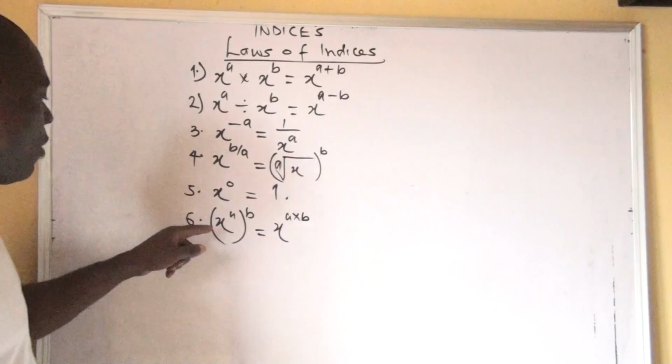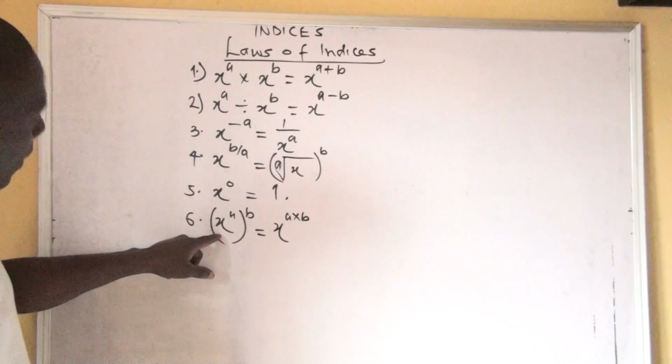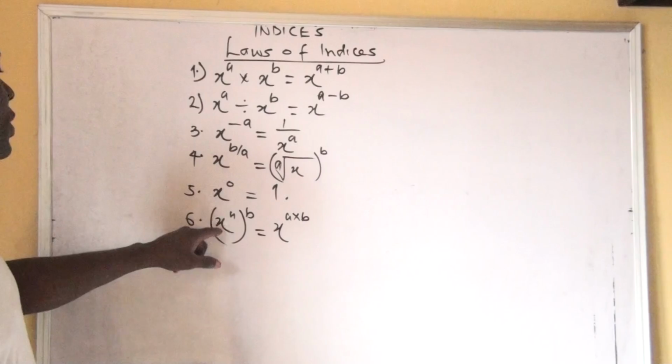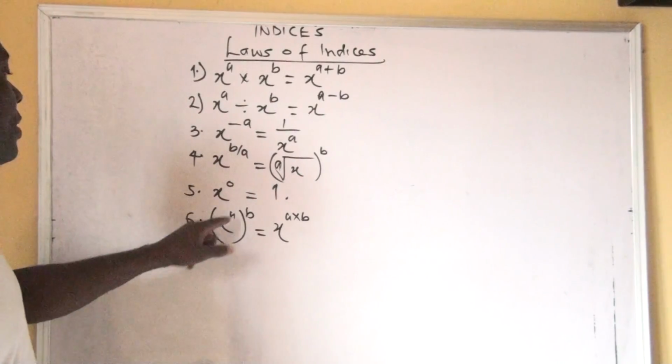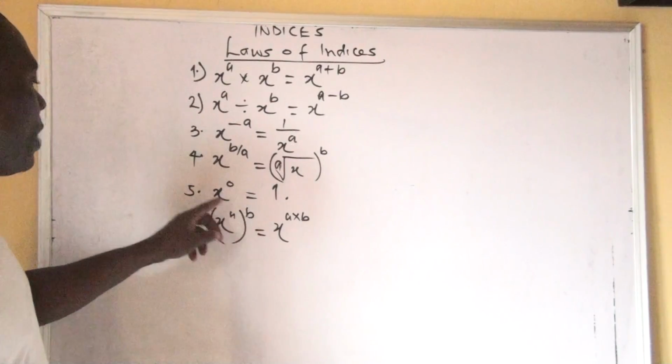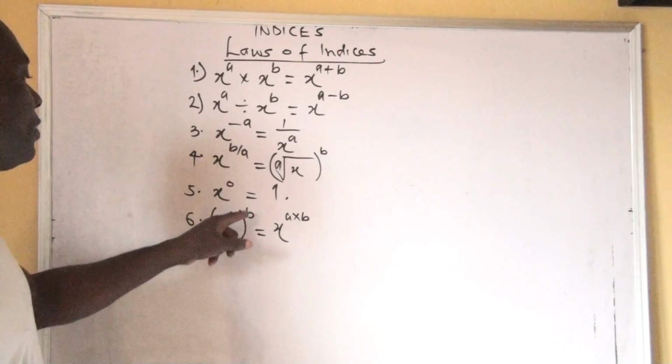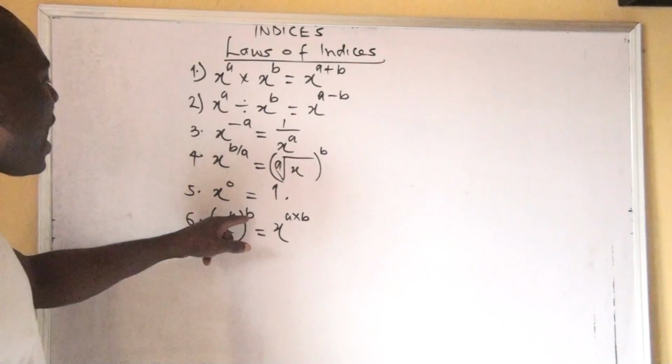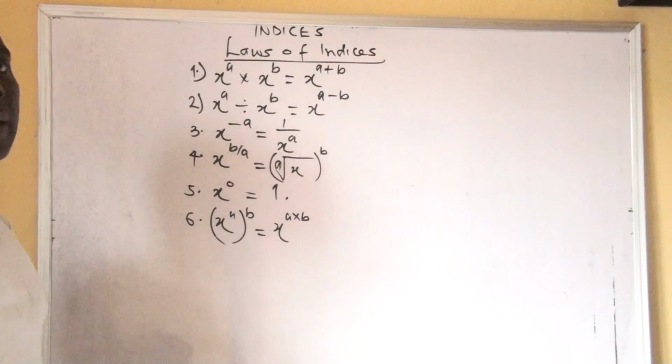So if we have a base that is raised to a power, then there is an open and close bracket, raised to another power outside, the power outside will multiply the power inside.